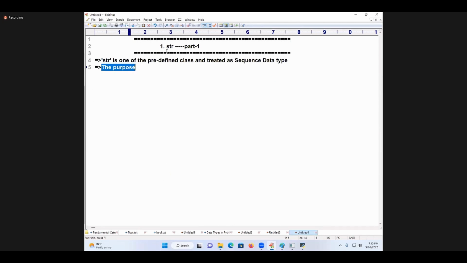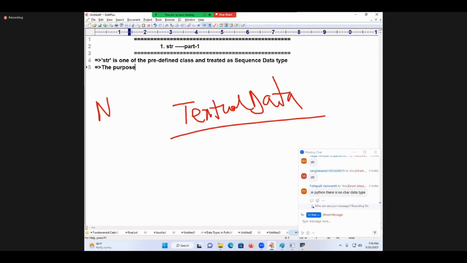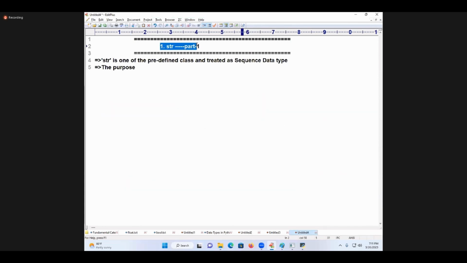The str data type, I want to write it. What is the purpose of the str data type? If I want to write any textual data, students, any textual data, I will go for what? String. Any numerical values, I will go for what? Int and float. Any complex values, go for complex data type. Any true or false values, go for what? Bool.